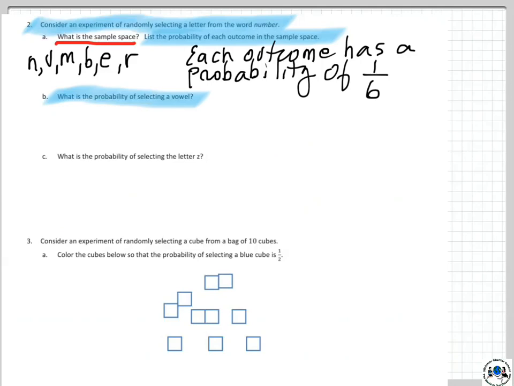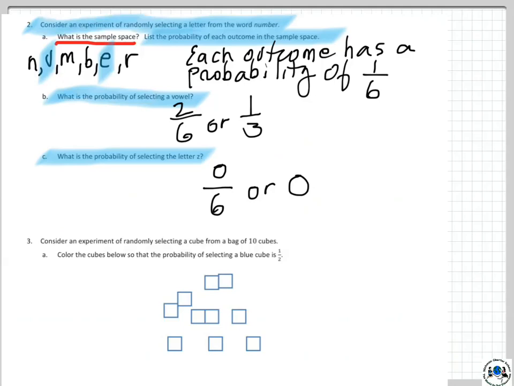Okay. What is the probability of selecting a vowel? This is very similar now to what we were doing with the coins. Our sample space now for vowels is actually just 2 of those, U and E, and that's 2 over 6, or 1/3 probability of selecting a vowel. What is the probability of selecting the letter Z? We haven't seen this in a while, and of course there is no Z in number, so therefore it is 0 over 6, or 0 probability.